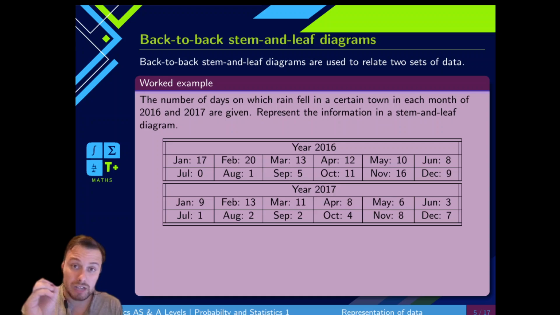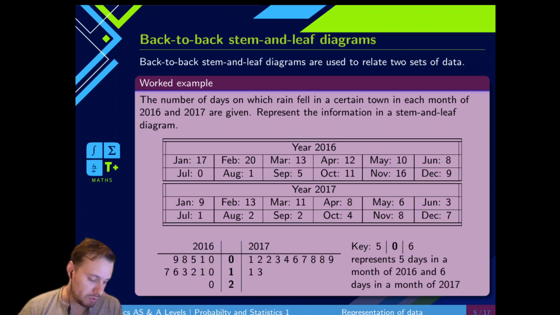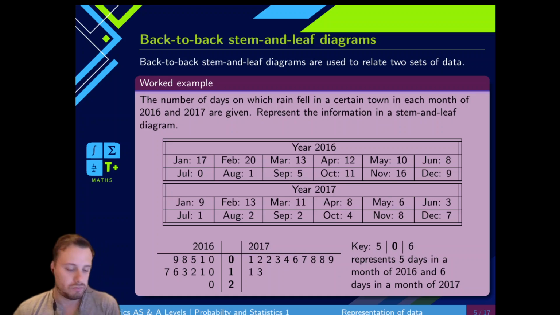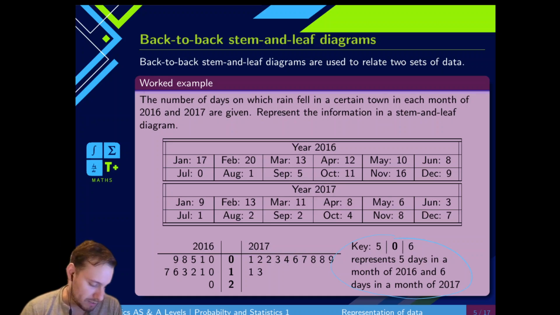So how is this going to work? Well, again, we're going to have the stem at the middle of our diagram. And we're going to have one piece of information to the right and another to the left. For example, we have here to the left 2016 and to the right 2017. Again, always focus on the key. What does the key tell you? In this case, the key tells you that 5|0|6 represents 5 days in a month of 2016 and 6 days in a month of 2017. So how do you read it? Well, this is talking about this 0 here, with this 6 and this 5.